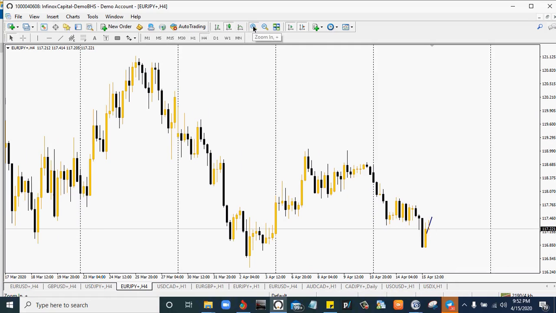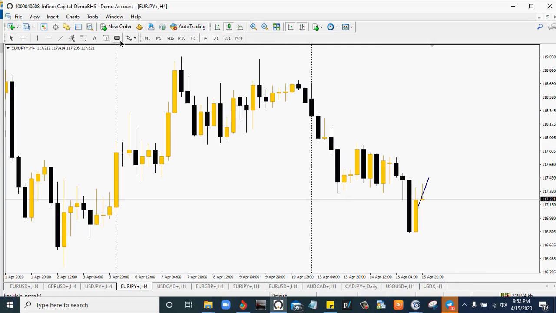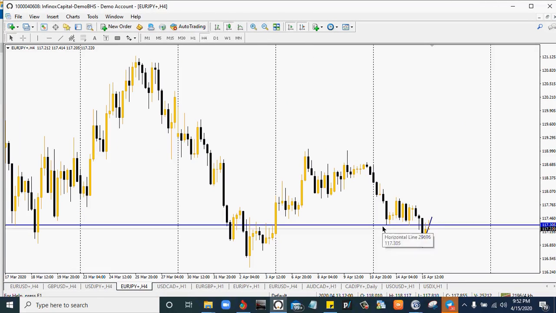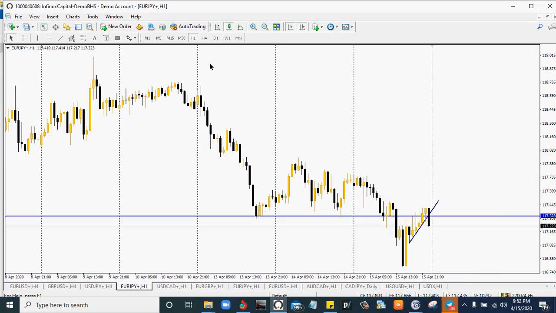And that was a retest of a support area. So the same thing is happening on EURUSD. In fact, EURUSD and EURJPY kind of move alike. So you can see they move alike.